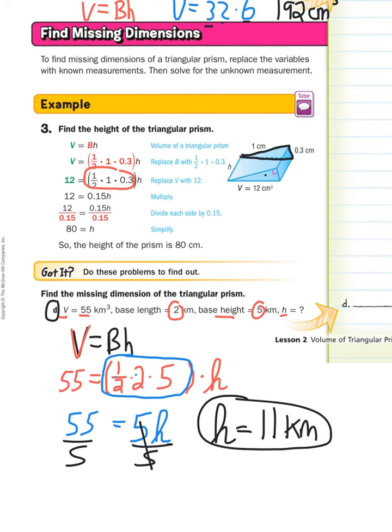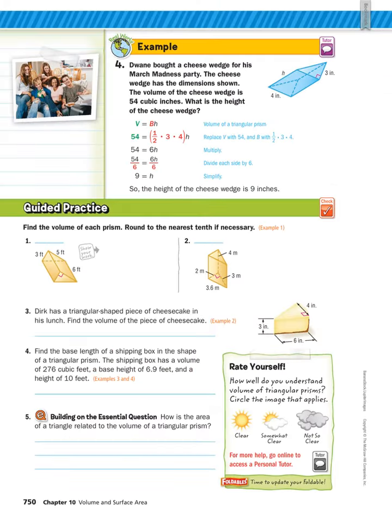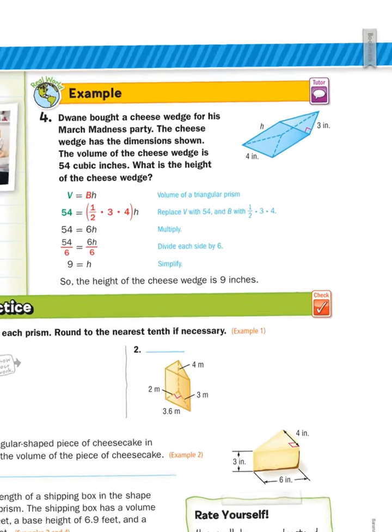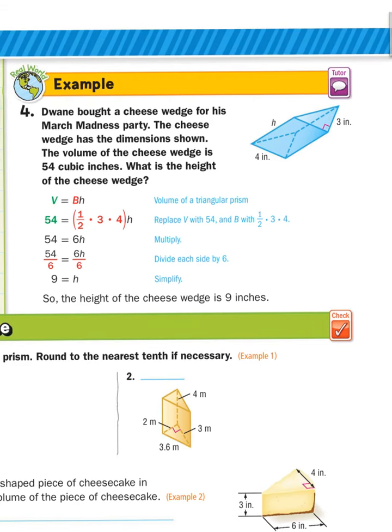All right, on to the last page. Okay, this is just a real world example here. We'll read through it, and I'll go through it kind of quickly.